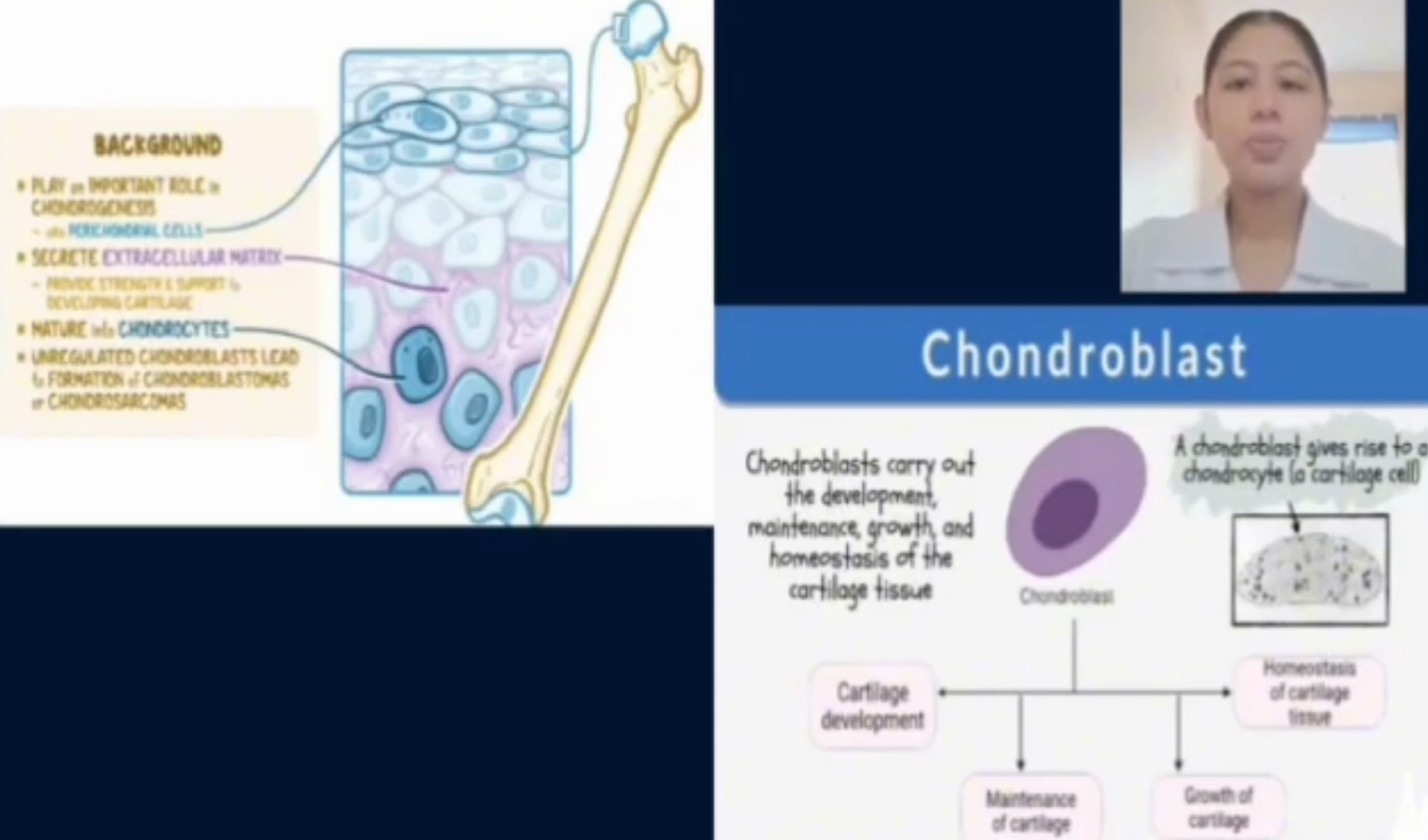They provide strength and support in developing cartilage, and mature into chondrocytes. So, chondroblasts carry out the development, maintenance, growth, and homeostasis of the cartilage tissue. They also give rise to chondrocytes, the cartilage cells. Unregulated growth and stimulation of chondroblasts can result in chondroblastoma, a benign tumor, or a chondrosarcoma, a malignant tumor.